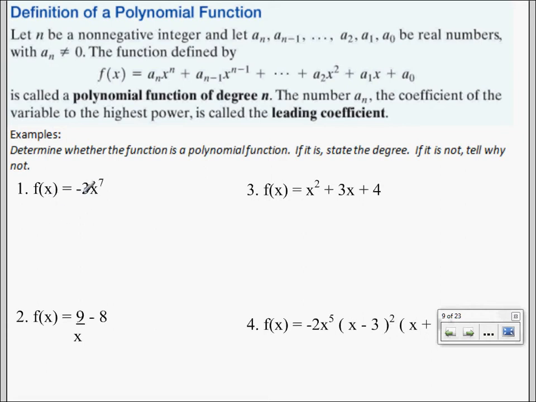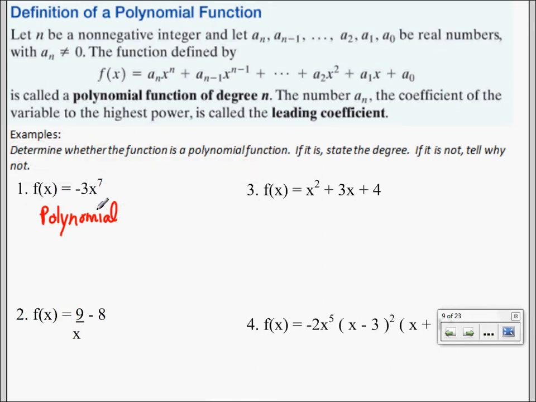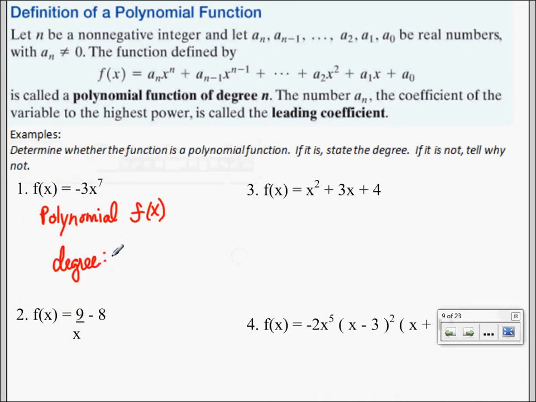Number one, f of x equals negative 3x to the 7th power. This is a polynomial function because it has the power of 7 and a coefficient of negative 3. It just fits the credentials. And it has a degree of the highest power, which is 7.